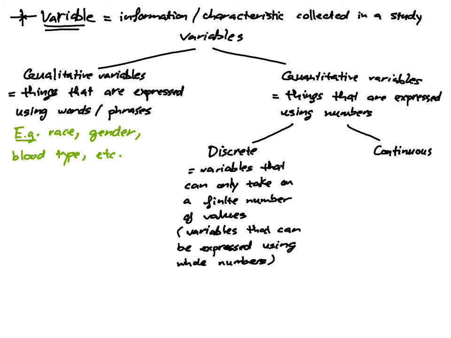So, as an example, you may have the number of courses that you take this semester. You may have the number of students in a classroom, and so on and so forth, right? So these variables take on values like 1, 2, 3, 4, 5, 6, 7, and so on and so forth, and they're all whole numbers.